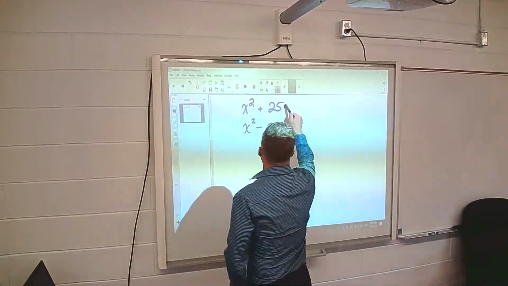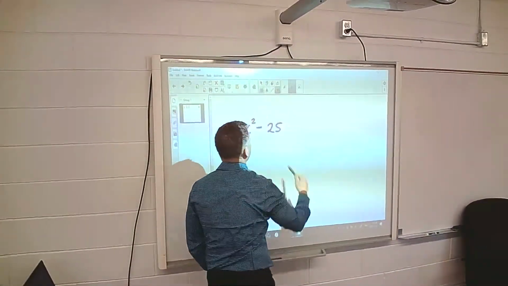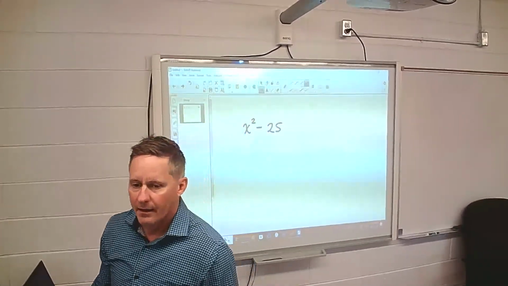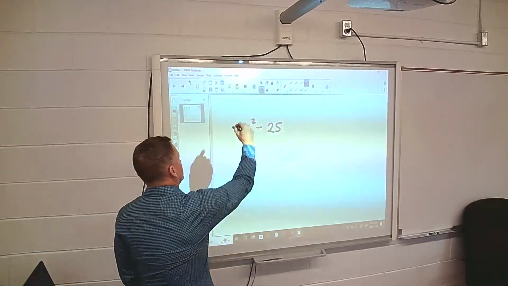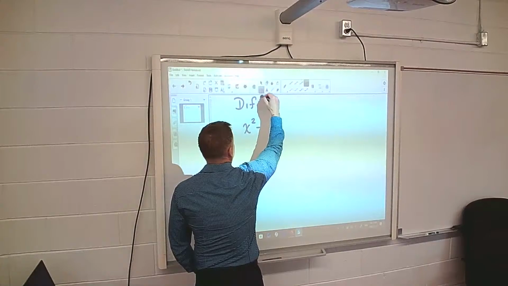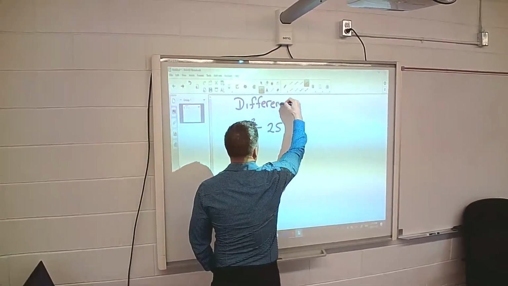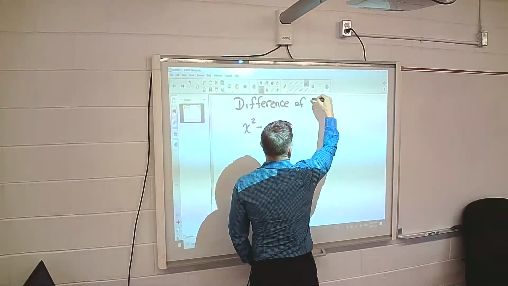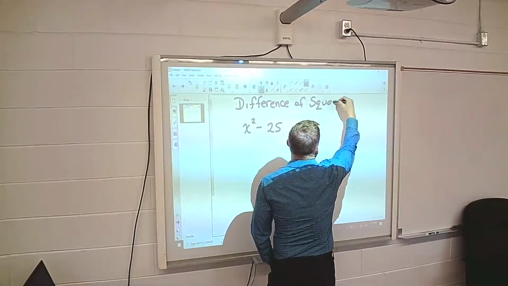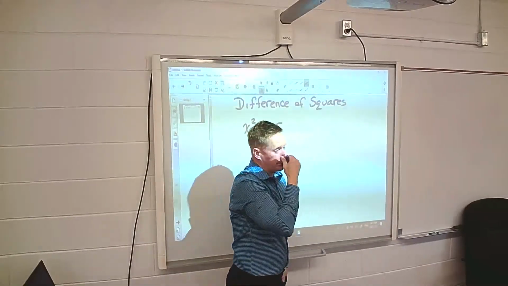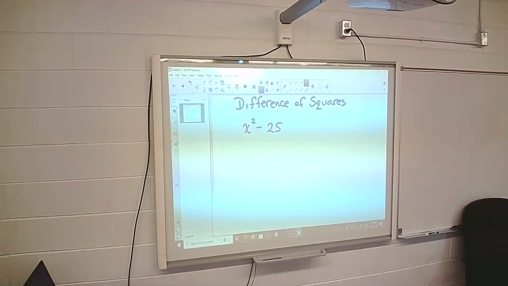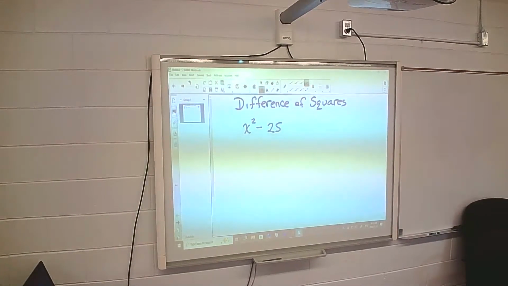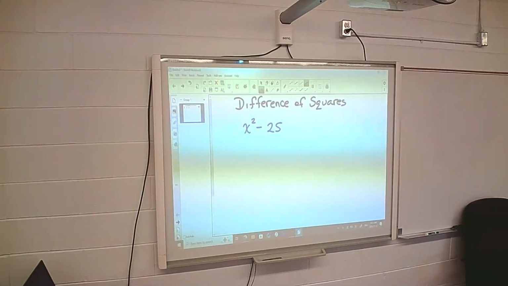However, x squared minus 25 is a different story. This is called difference of squares. Difference means subtract. Squares means I have perfect squares. Now, this does not have to be done with just perfect squares. However, you are only going to do it with perfect squares.